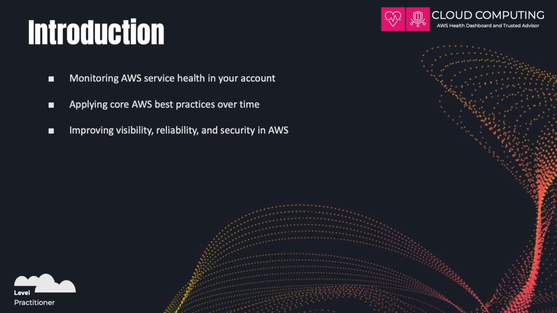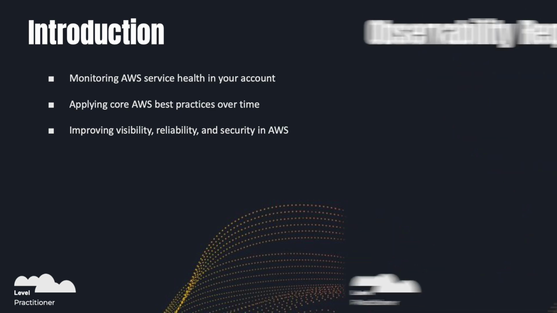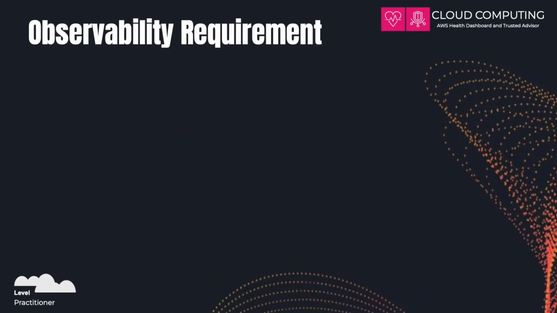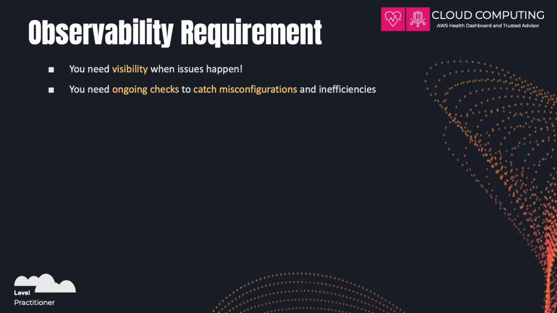So let's start by zooming out for a second and looking at how your AWS account actually works behind the scenes. Think of your AWS account as a living system. It's not a set it and forget it thing. You need visibility when issues happen, and you need ongoing checks to catch misconfigurations and inefficiencies over time.